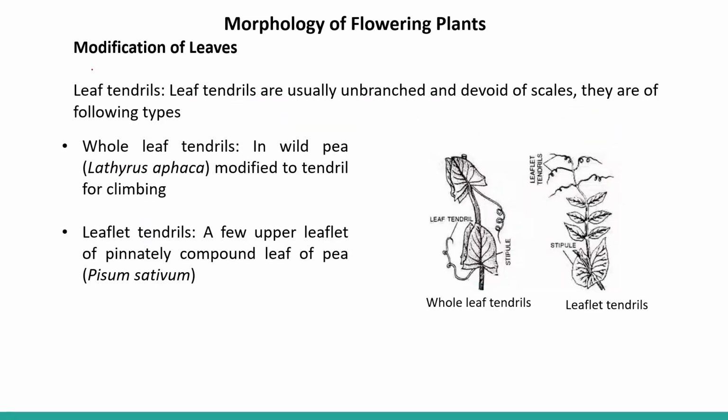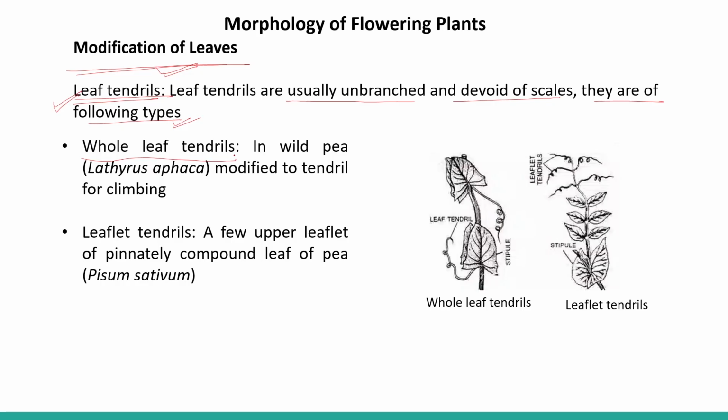Now, there are certain modifications of leaf. The leaf modifies because plants live in very different environments, so they modify in order to survive. Okay, so let us see what those modifications are. Leaf tendrils. In many plants, we can see that different parts of the leaf form tendrils. The leaf tendrils are usually unbranched and devoid of scales. They are of the following types.